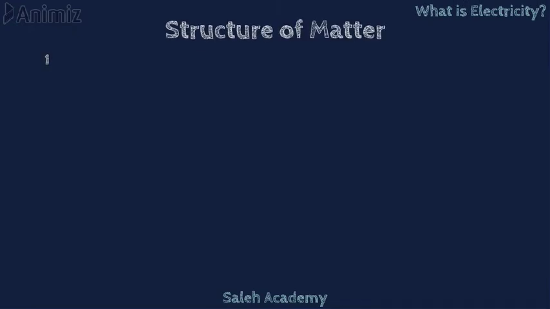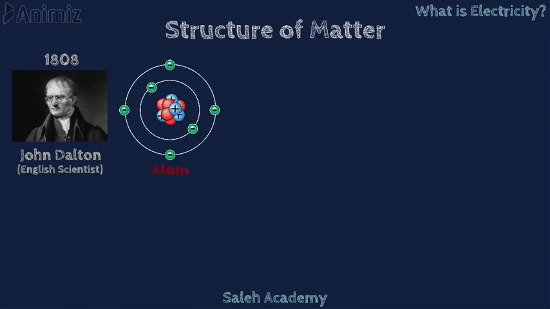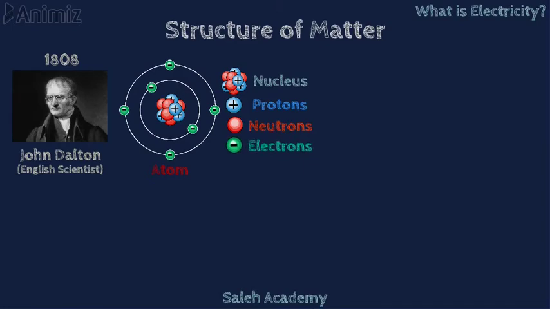In the year 1808, John Dalton, an English scientist, proposed a theory that every matter is composed of a very small unit called an atom, and it is the smallest particle of an element that can exist. An atom consists of one central nucleus. This nucleus consists of positive protons, chargeless neutrons, and is surrounded by a number of orbital electrons.